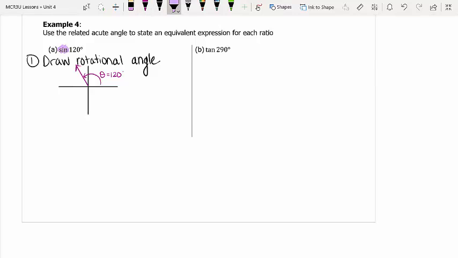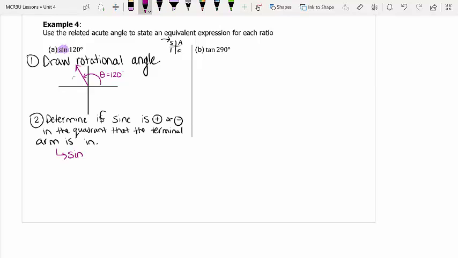Is sine positive or negative in quadrant 2? Well, you want to look at the CAST Rule, C-A-S-T. In quadrant 2, the CAST Rule tells us that sine is the only ratio that's positive. Okay, so in this quadrant, the one where our terminal arm ended up, sine is positive. That's really important. Okay, so we realize that sine is positive in quadrant 2. So to create an equivalent expression, we need to ask ourselves, which other quadrant is sine also positive in?